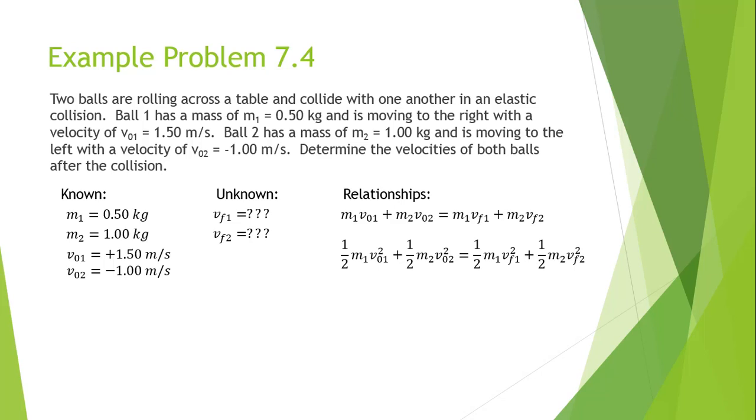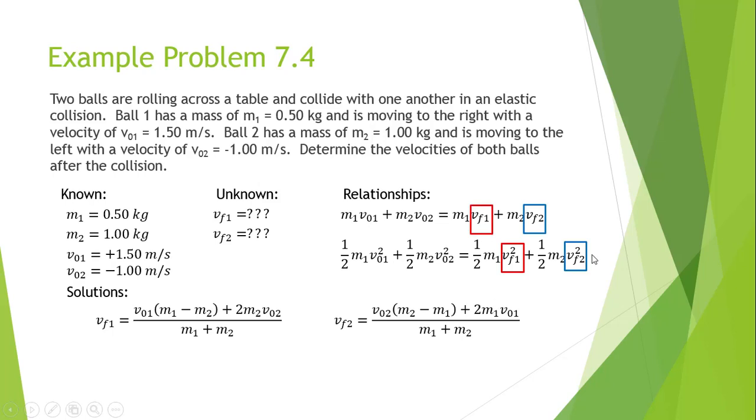I can't use conservation of momentum alone to solve that problem, but because this collision is elastic, I know that kinetic energy of the system is conserved as well. If I had the kinetic energy of both balls before the collision, it has to be equal to the kinetic energy of both balls after the collision. So what I now have is 2 equations with 2 unknowns that I could solve.